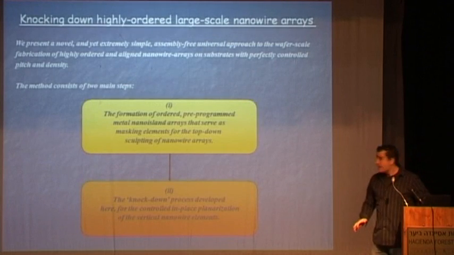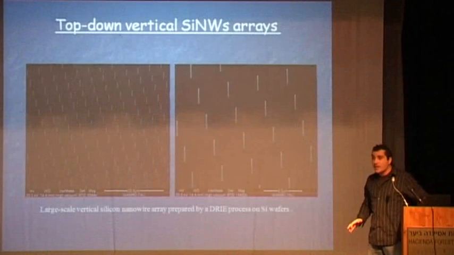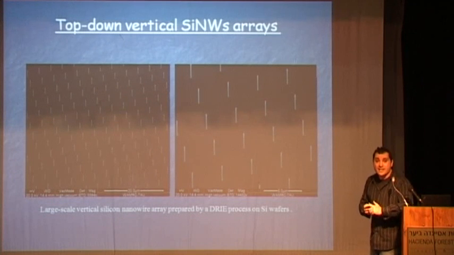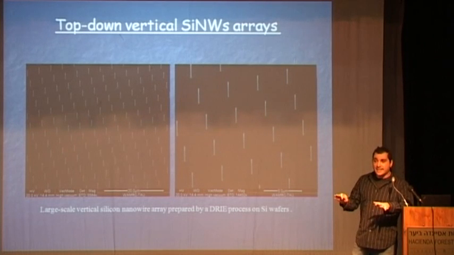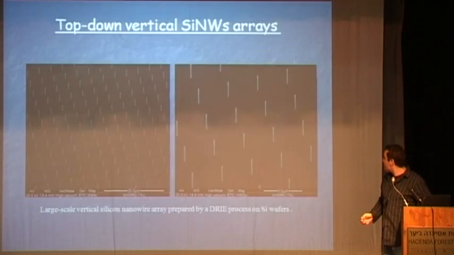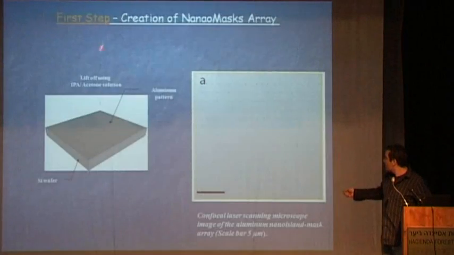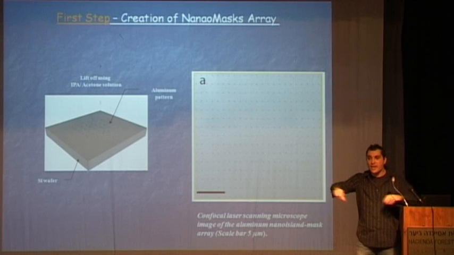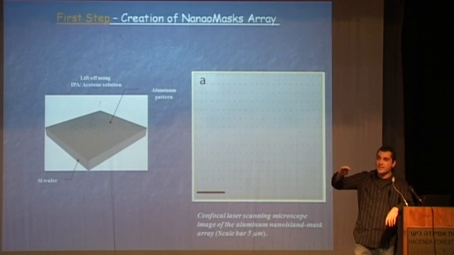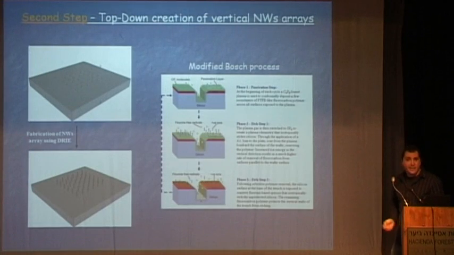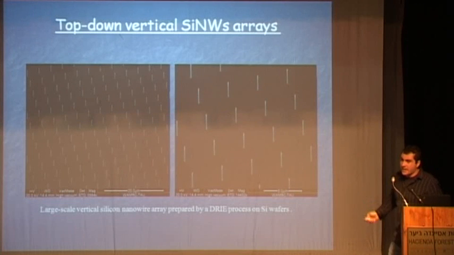Our technique, and I will move directly into the results, is based on the growth of large-scale silicon nanowire arrays. How do we do that? By a top-down approach. We take a silicon wafer, we put metal masks, metal dots, and we etch chemically the wafer. So wherever we have a mask, the wafer is not being etched. Then at the end, by dry etching, by a technique called deep reactive ion etching, we get almost perfect arrays of silicon nanowires.